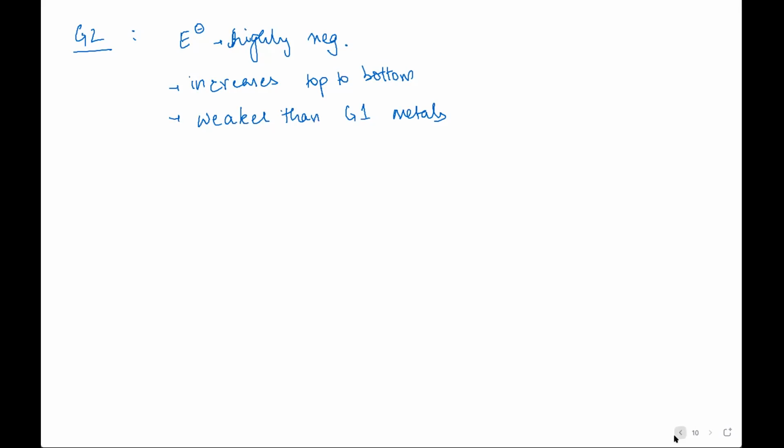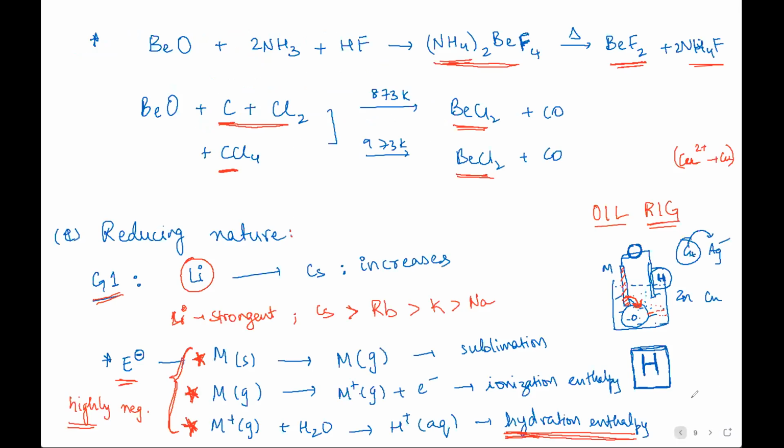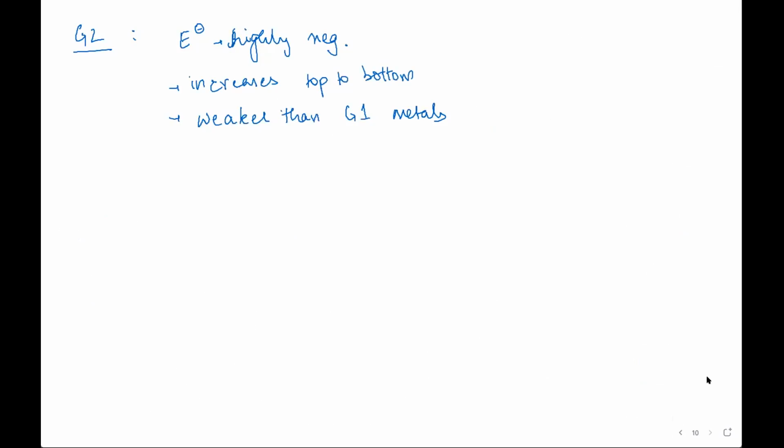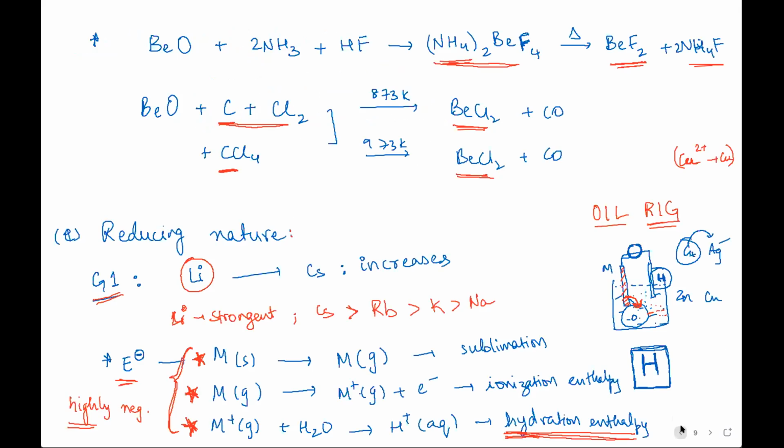So this is the trend with the reducing nature. Group 1 and group 2 are very good reducing agents. Within the groups itself, the general trend is to increase from top to bottom. But lithium is an anomaly. It is the strongest reducing agent because of its high hydration enthalpy.